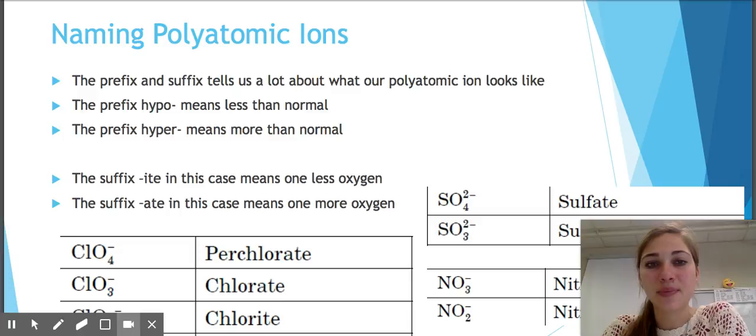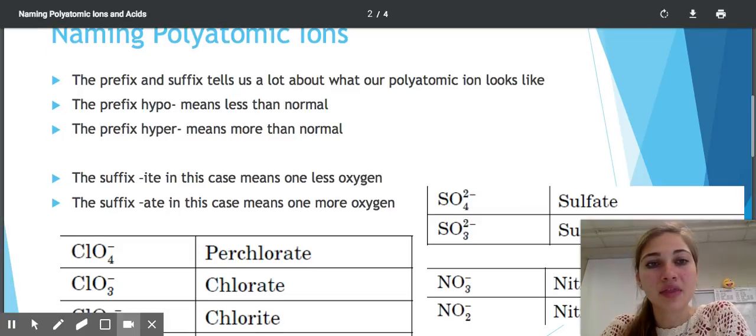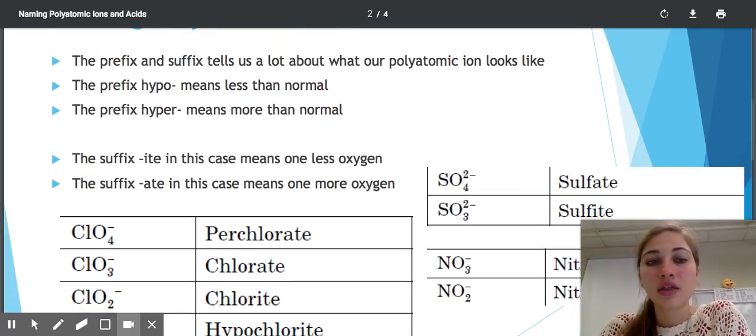If there is a hypo, that means that there is less than normal. Now, what we're talking about is oxygen. And if we see the prefix per, that means that there is more oxygen than normal. The suffix is going to help us also determine oxygen. So if we have an ITE ending, this means that we have one less oxygen. And if we have an ATE ending, that means that we have one more oxygen.